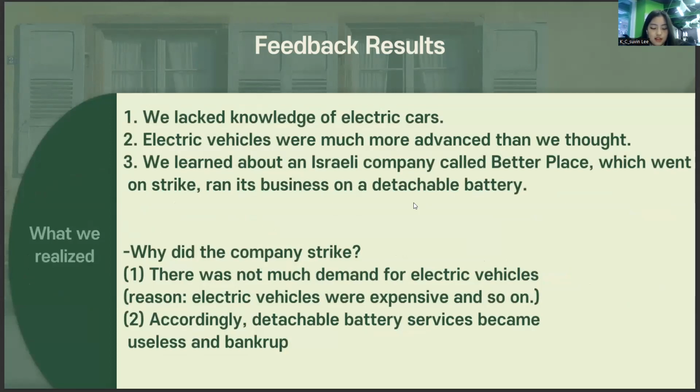What we realized from this, to sum up, is that we didn't do a complete investigation of electric cars. Also, we learned about an Israeli company called Better Place, which went on strike, that ran its business on detachable batteries, similar to what we just suggested.